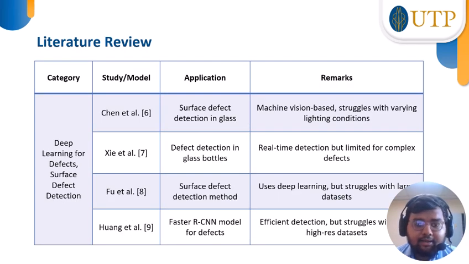In this second literature review slide, we explored deep learning for surface defect detection. We used deep learning for glass bottle and surface defect detection methods. And also we researched the Faster R-CNN methods for defect detection because we wanted to optimize our model as much as possible.